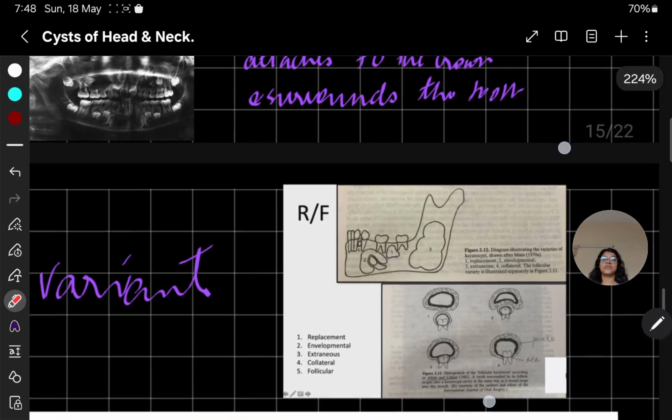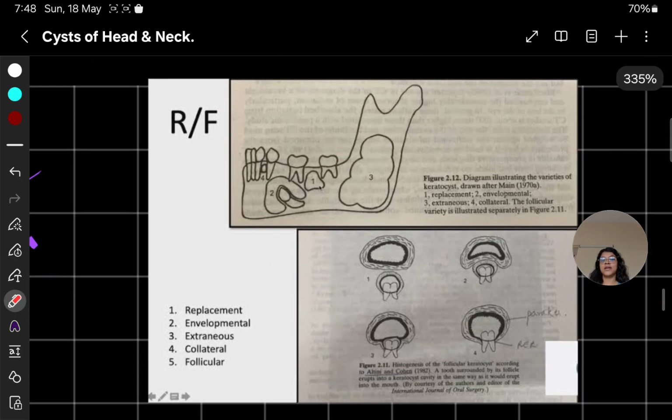Anything left? Radiographic features: ascending ramus, you have envelopment, replacement, collateral. See, first one is replacement, into the place of the tooth. Then you have envelopment, enveloping the impacted tooth. Then you have extraneous, which is the ascending ramus. Then you have collateral between the roots, and follicular will be the fifth one. It will be like a dentigerous cyst.